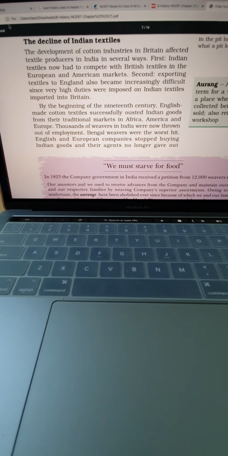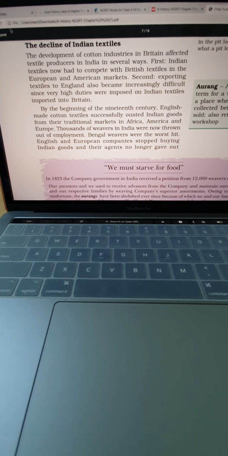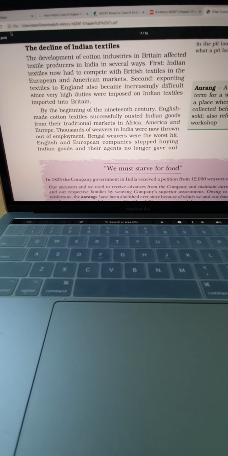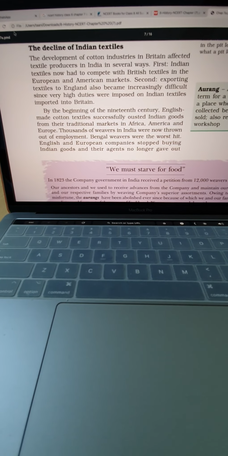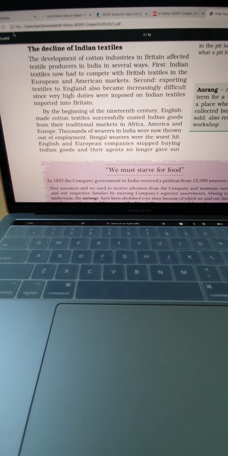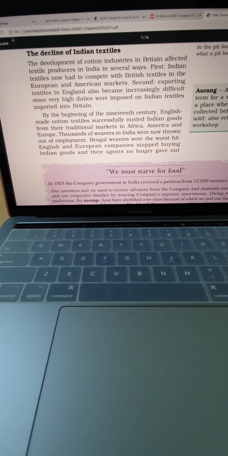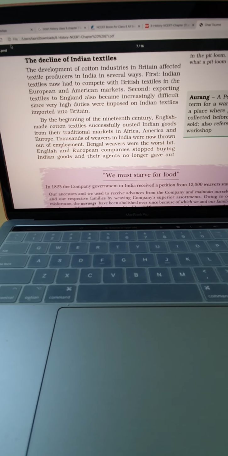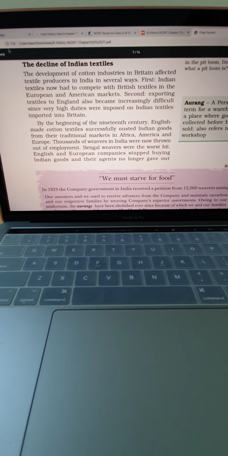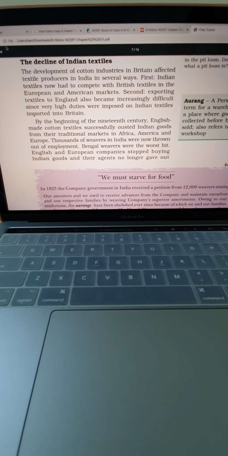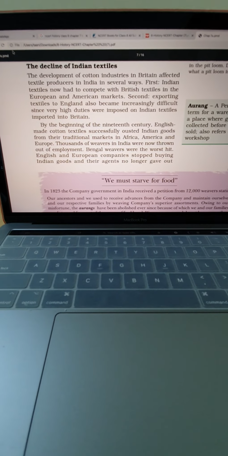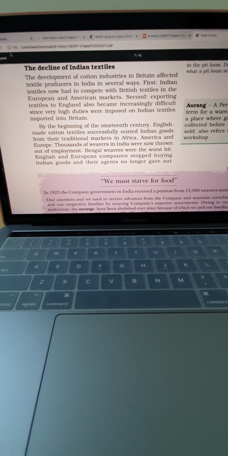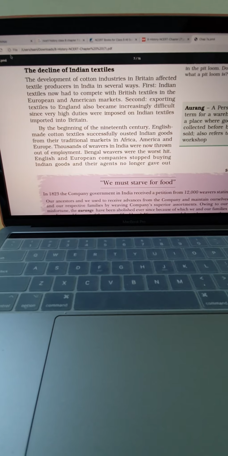The development of cotton industries in Britain affected textile producers in India in many ways. Number two, by the beginning of the 19th century, English made cotton textiles successfully ousted Indian goods from their traditional markets in Africa, America, and Europe. Number three, English and European companies stopped buying Indian goods. By the 1830s, British cotton cloth flooded Indian markets.